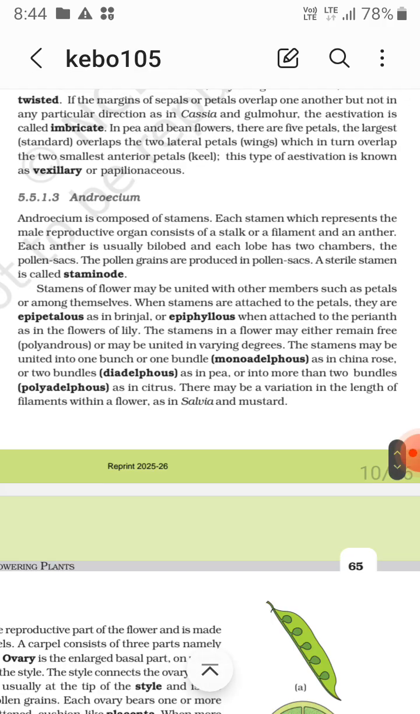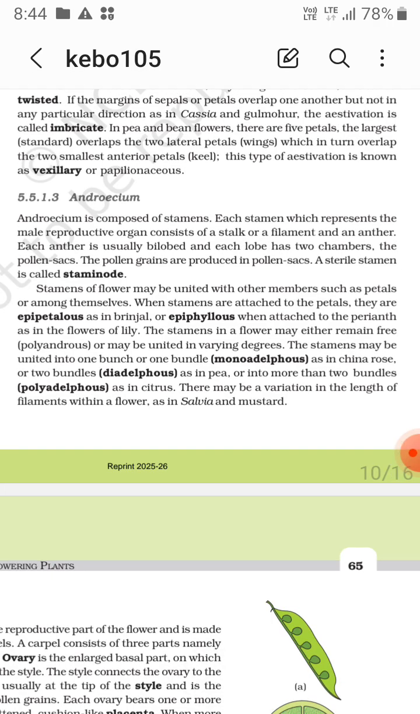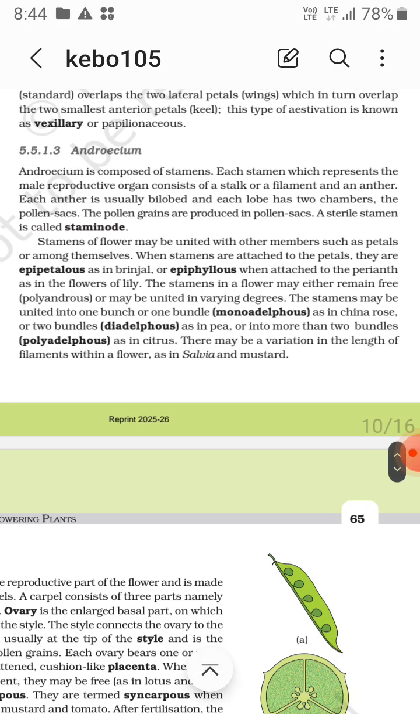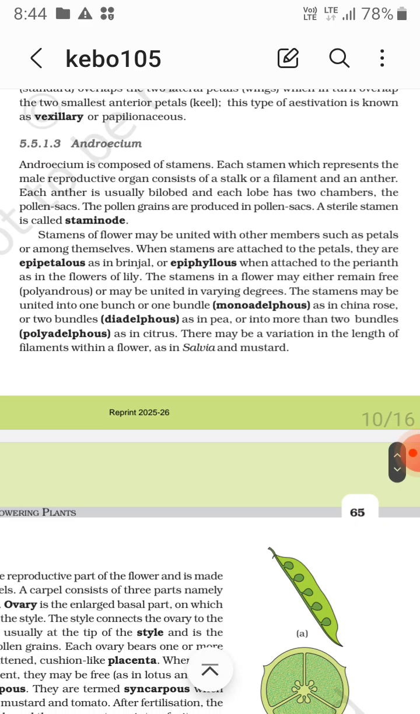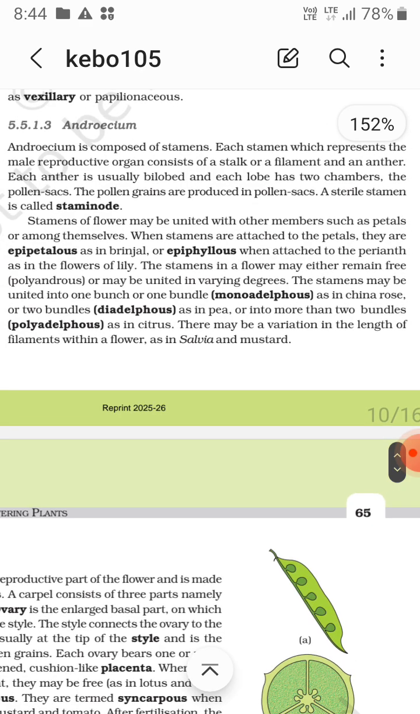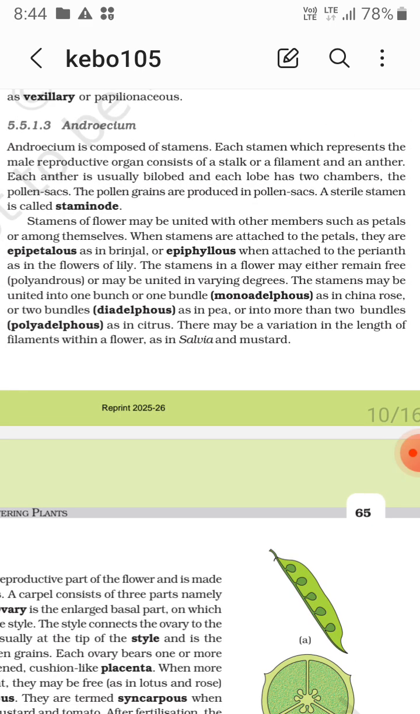Okay, in anther there is a chamber. It has a pollen sac which produces the pollen grain, which is the male gamete. Now stamens of flower may be united with other members such as petals or among themselves. So stamens can be together, or stamen plus petals can be together. When stamens are attached to the petals, they are epipetalous, as in brinjal, or epiphyllous when attached to the perianth. Perianth, it is calyx and corolla, not distinct, as in case of flowers of lily.